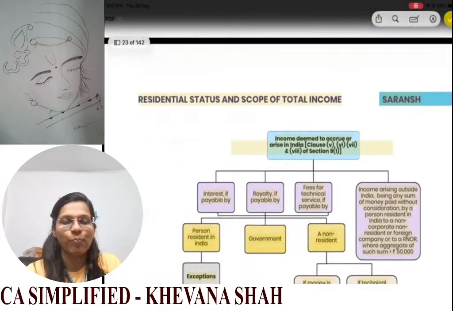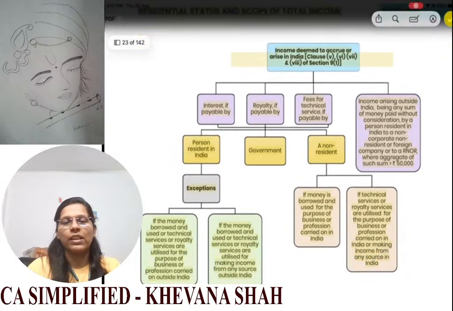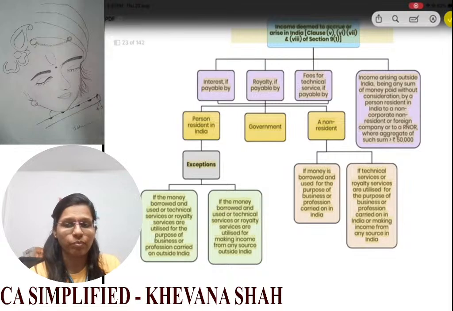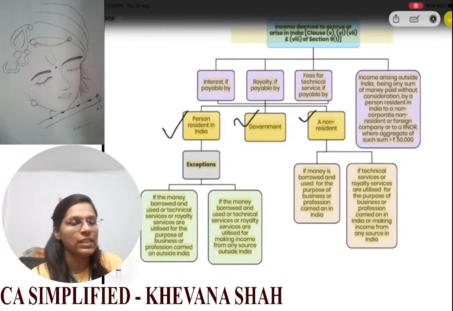Then next we have income deemed to accrue or arise in India. We have some more clauses also. So, if interest is payable by a person resident in India, or a government or a non-resident, in that case that is deemed to be accruing or arising in India.